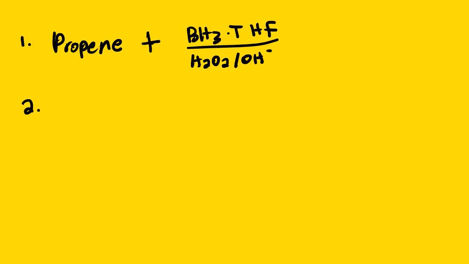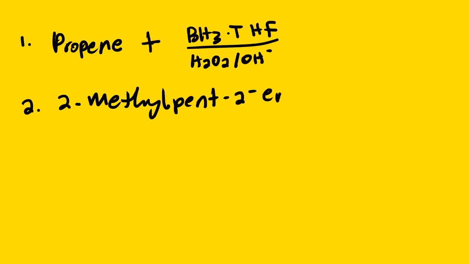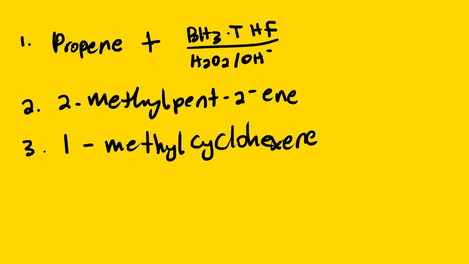The second one, let's see, we have 2-methylpent-2-ene reacting with the very same reagents. Number 3, we have 1-methylcyclohexene reacting with the very same reagents. You can write down the answers like this: you separate the two reactions. Reaction number 1 should show the product, and you put an arrow to continue with reaction number 2.